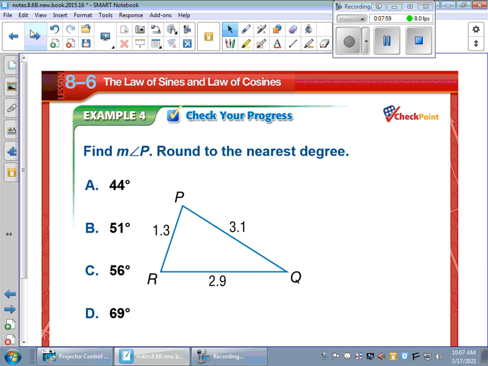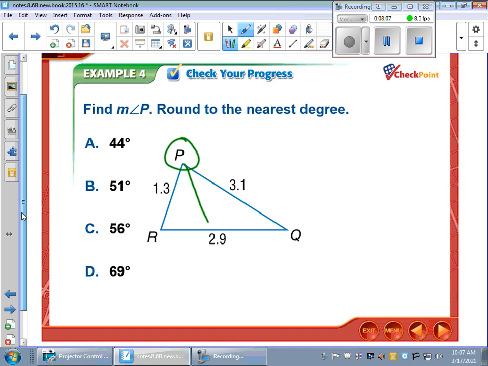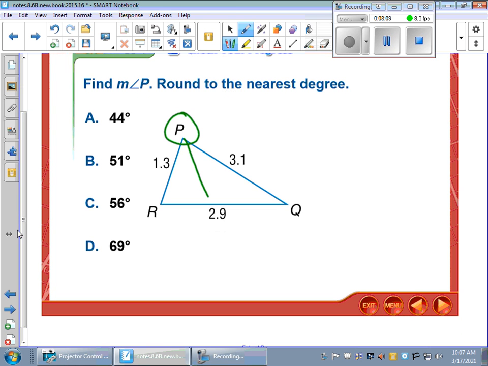This one asks for the measure of angle P. So this one's going to be a little bit different because now they want to find an angle. So again, remember what I said. We're trying to find an angle or side. Whatever that is, we put on the outside. So what's going to go on the outside? The 2.9 is going to go on the outside because we're trying to find angle P. So now everything else goes on the inside.